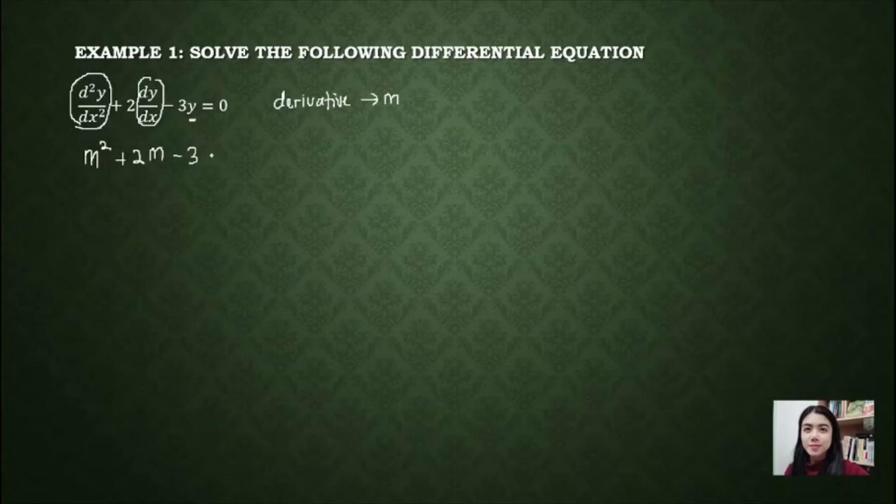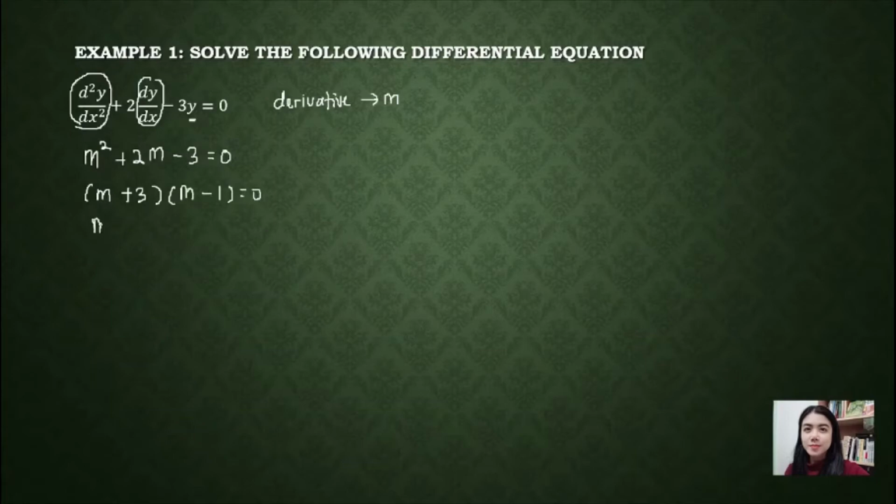Okay, you do not have m in here. Just let it equal to 0. So you just have minus 3 here. Okay, for this auxiliary equation, you can factor it out. So if you factor it out, you will have (m + 3)(m - 1) = 0.